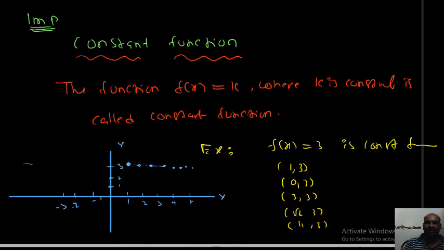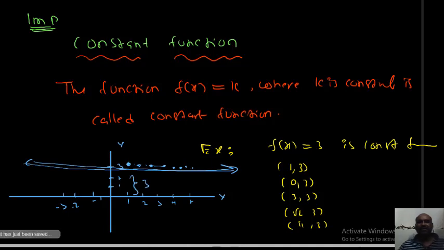All the dots, what will form? It will form a straight line which is parallel to the x axis and 3 units from the x axis. That's why this is the graph of f of x equal to 3. In other words, I can say y equal to 3. The graph of y equal to 3 is a straight line parallel to the x axis and 3 units from the x axis. This is the graph of f of x equal to 3.